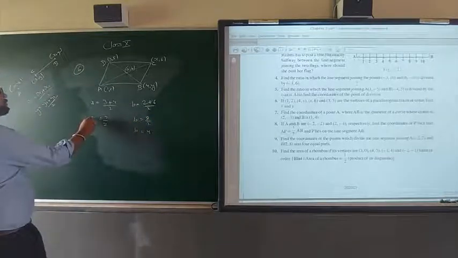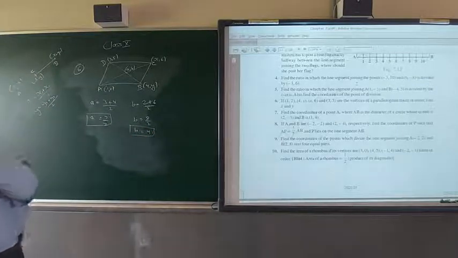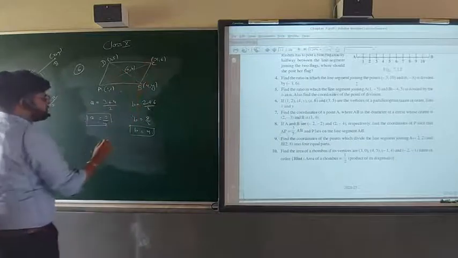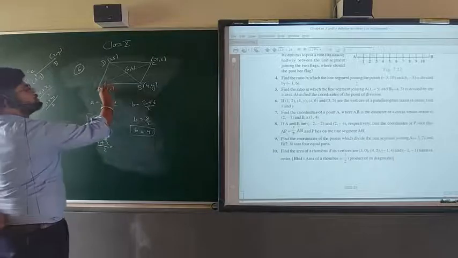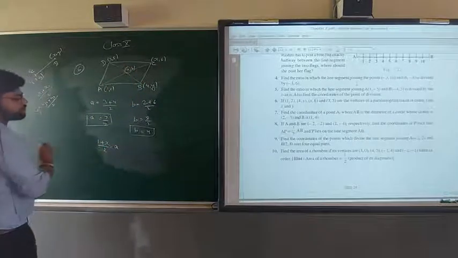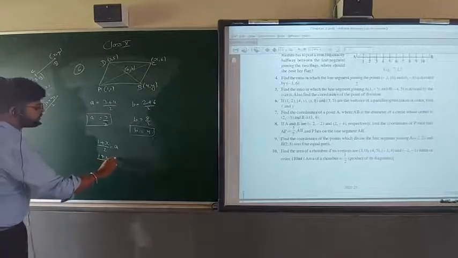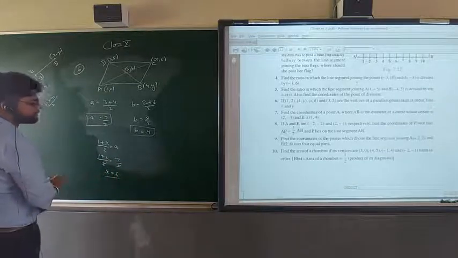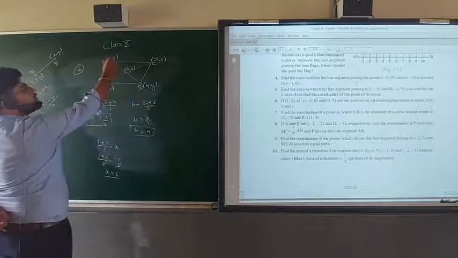So the A value is 7 upon 2, and the B value is 4. Now again, if I apply this one, 1 plus x upon 2, this must be equal to A. And now I have the value of A, which is 7 upon 2. The 2 and 2 will be cancelled. So 1 will be shifted there, 7 minus 1, so the value of x will be 6.